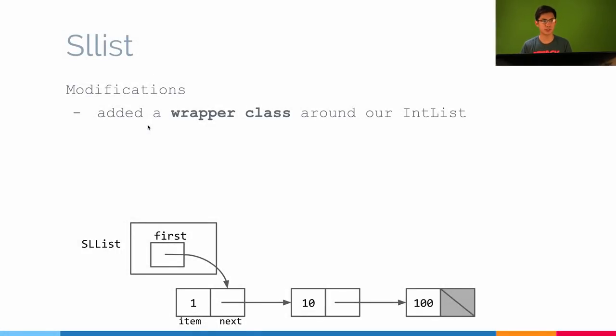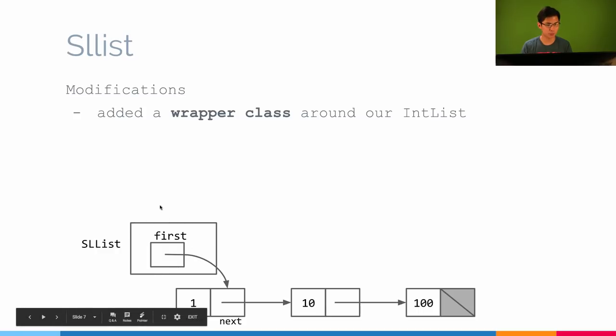So what exactly is the SLList and why do we need it? The SLList is like a modification to the IntList in the sense that it's just a wrapper class around our IntList. Looking at this diagram, this isn't what the final IntList is going to look like, but this is what we have for now. This SLList, as you can see, is just a box around this IntList. And we'll see that by doing this, we can make a lot of different modifications and optimizations that allow the SLList to be extremely user-friendly.